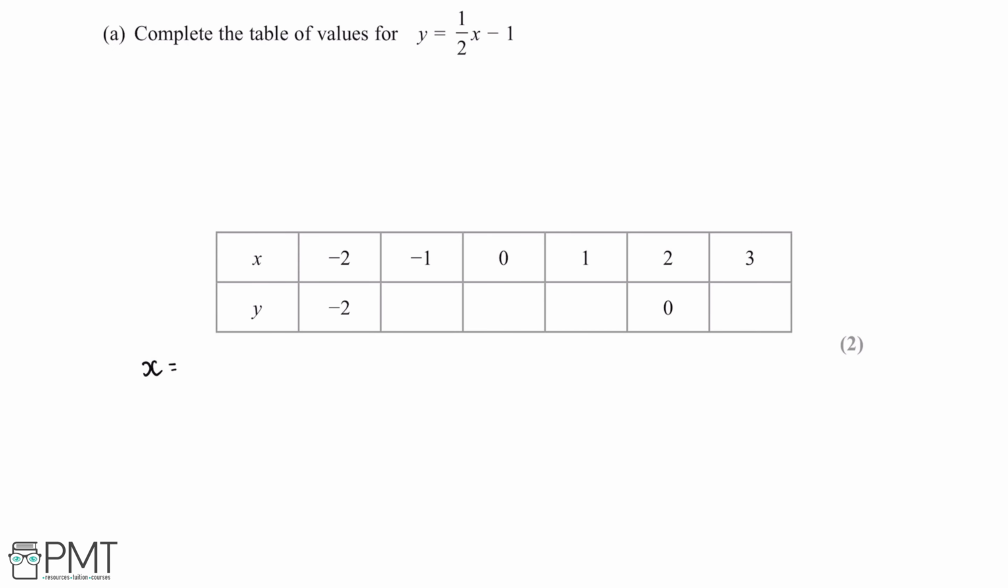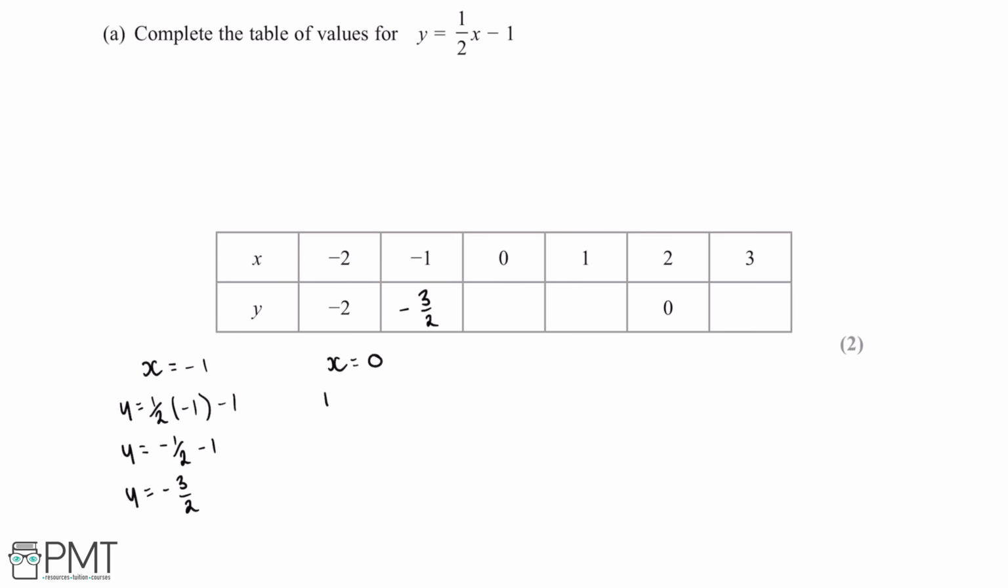off with when x equals -1. So we can substitute this value of x in place of the x in the equation. And this tells us that y is equal to a half multiplied by -1 minus 1. So we'll start off by multiplying out the brackets. A half multiplied by -1 gives us -1/2, and then -1/2 minus 1 tells us that y is equal to -3/2.